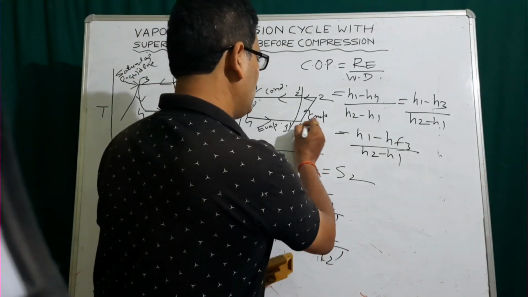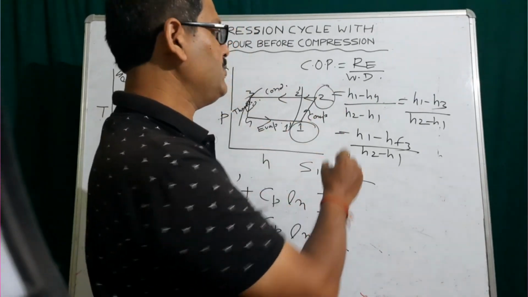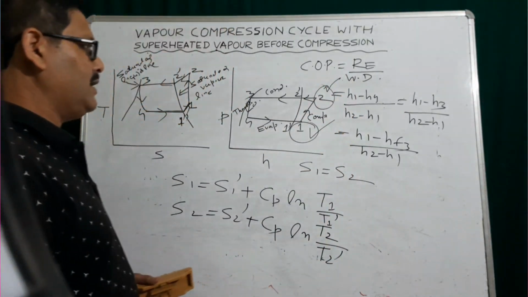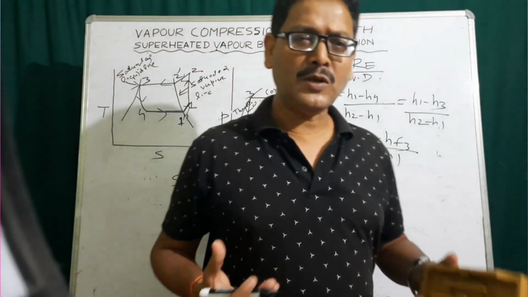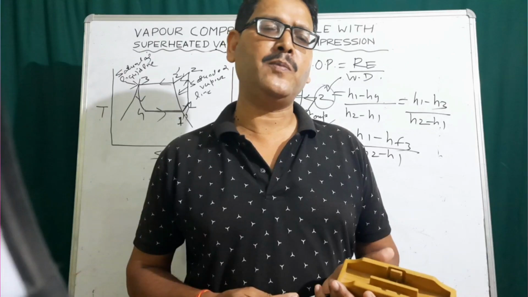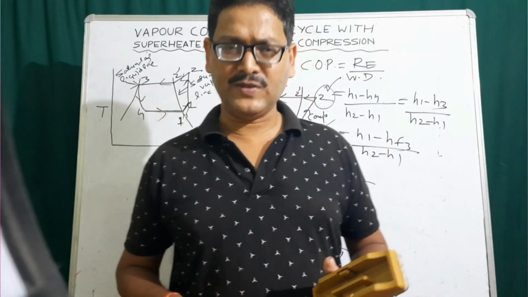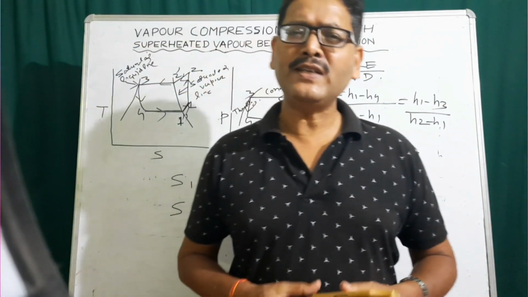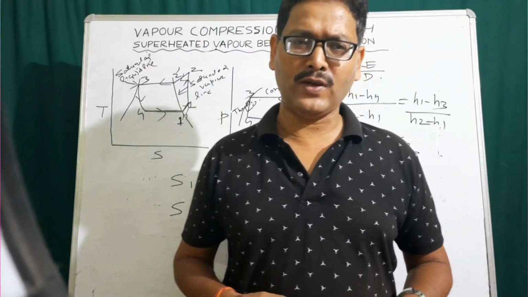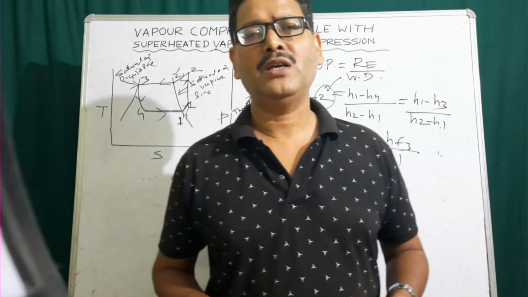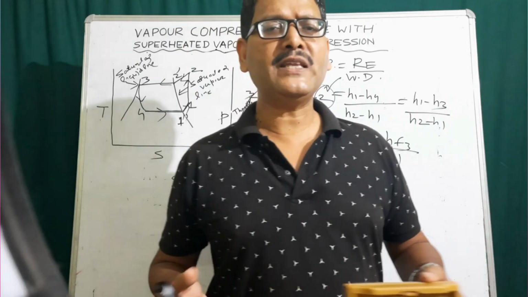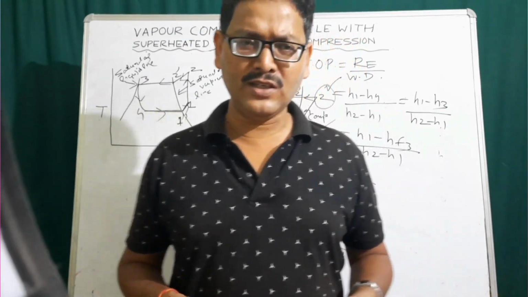If you know 1, you can find out 2, and if you know 2 also, you can find out the value of 1. And once you substitute these values, you can easily find out the coefficient of performance or COP of the cycle. So I sincerely believe that your concept about the vapor compression refrigeration cycle with superheated vapor before compression would be crystal clear after watching this video.